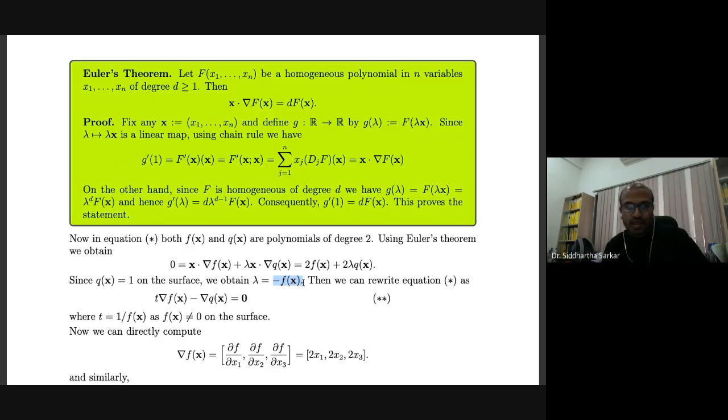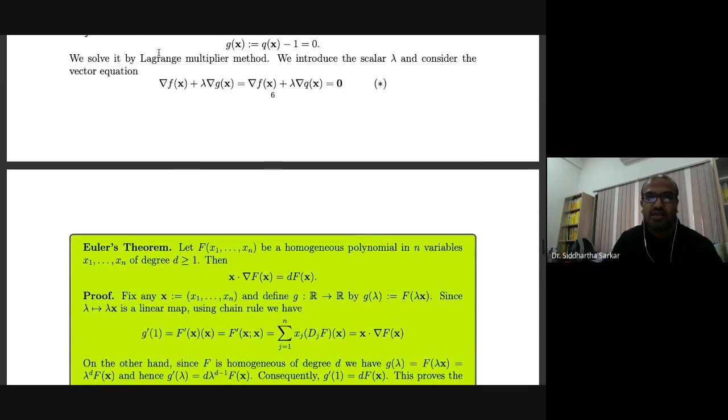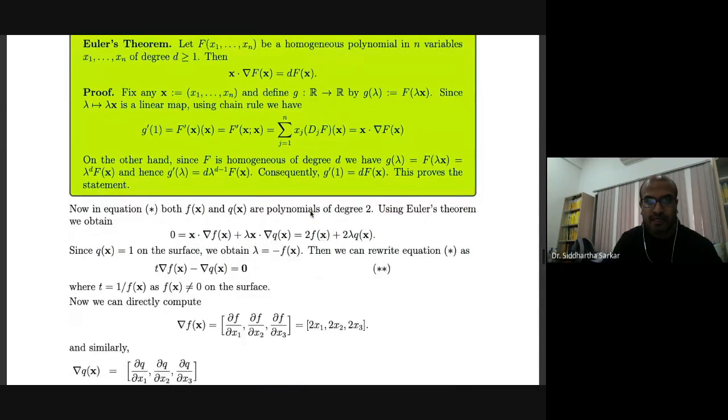Okay, so again I just set lambda equal to minus f(x) in this equation star. If it's minus f(x), I just divide by f(x) throughout, set 1 by f(x) as t, so I get 1 by t times this minus the nabla q(x). This turns out to be 0. Okay, so this is what I got.